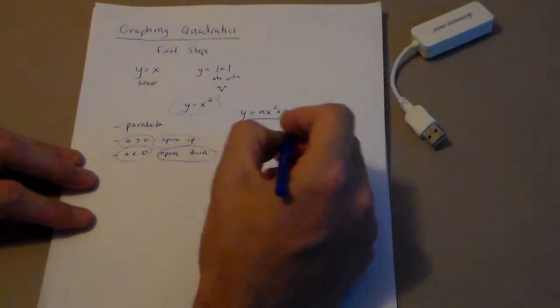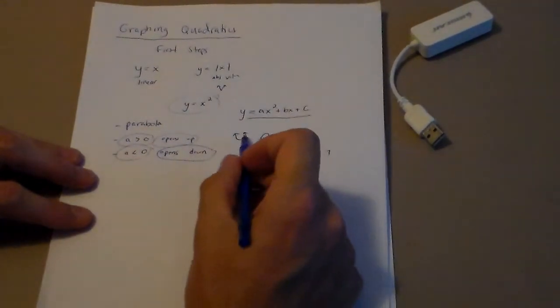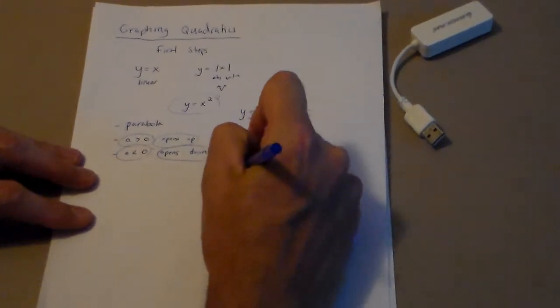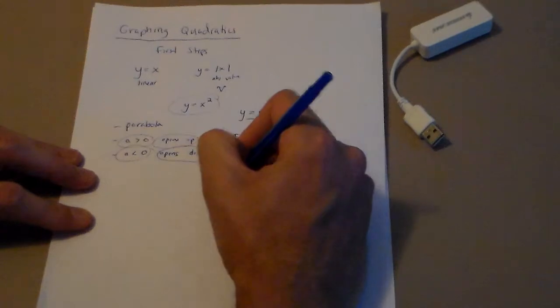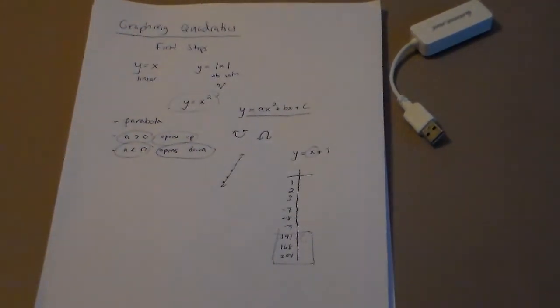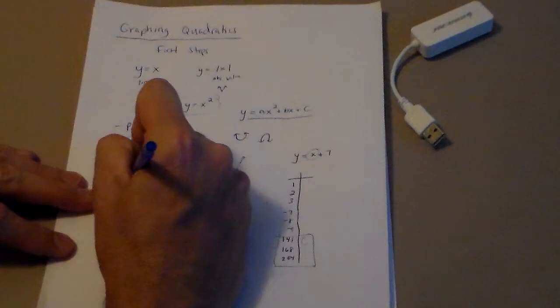Now, when you have a parabola, it matters what points you pick, because if you picked a bunch of points, let's say you pick 6 points, and when you graph them, they look like this, you might think that that's linear. So it is important what points you pick, and there's one point that's more important than the rest, and that point is called the vertex.